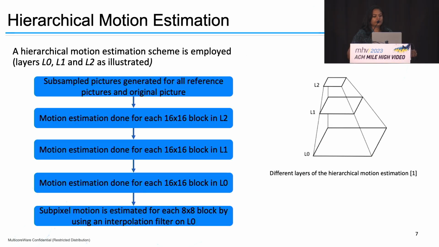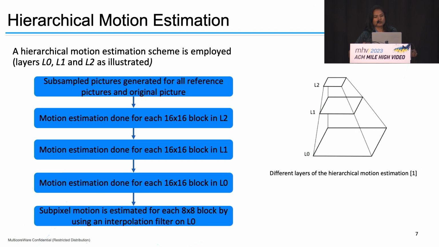This is the flowchart for the hierarchical motion estimation. First, we need to generate subsampled images for all the pictures, including the current and the reference pictures. Here, L0 refers to the original resolution of the image, from which we derive the subsampled image L1, which is quarter resolution of L0. We use the same subsampling method to arrive at L2, which is again a quarter resolution of the L1 image.